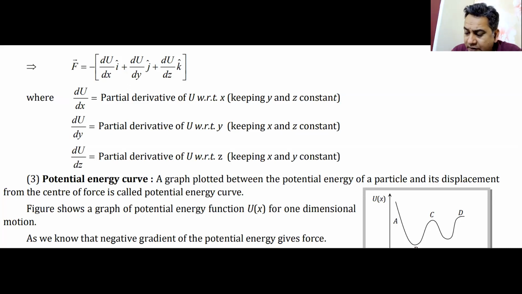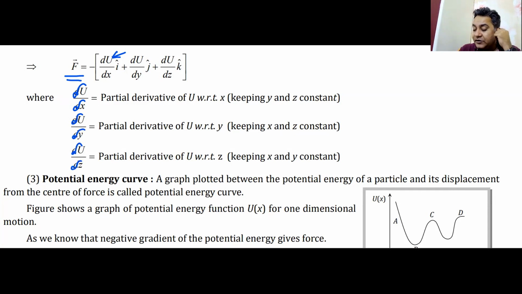This is how you can calculate force F vector from u, which is your function of energy. F vector-wise is minus del u by del x i, plus del u by del y j, plus del u by del z k. Here it is written as d. Just make the symbol as del. D is wrong, so it should be del.